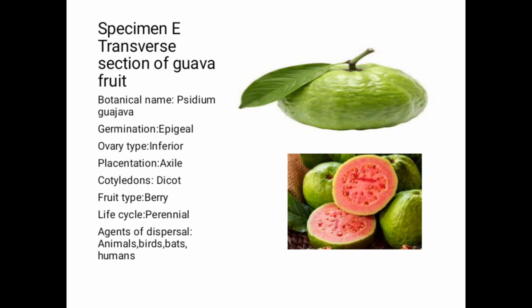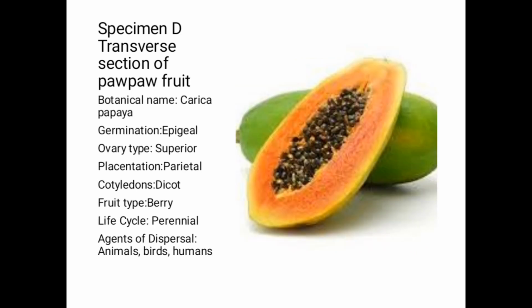Specimen A, the transverse section of guava fruit. Up above you can see the guava fruits. It has been divided in the transverse section, one beneath. You can see the botanical name Psidium guajava. Germination epigeal. Ovary type inferior. Placentation axial. Cotyledon is a dicot plant. Fruit type is a berry. Life cycle perennial. Agents of dispersal, animals, birds, bats, humans.